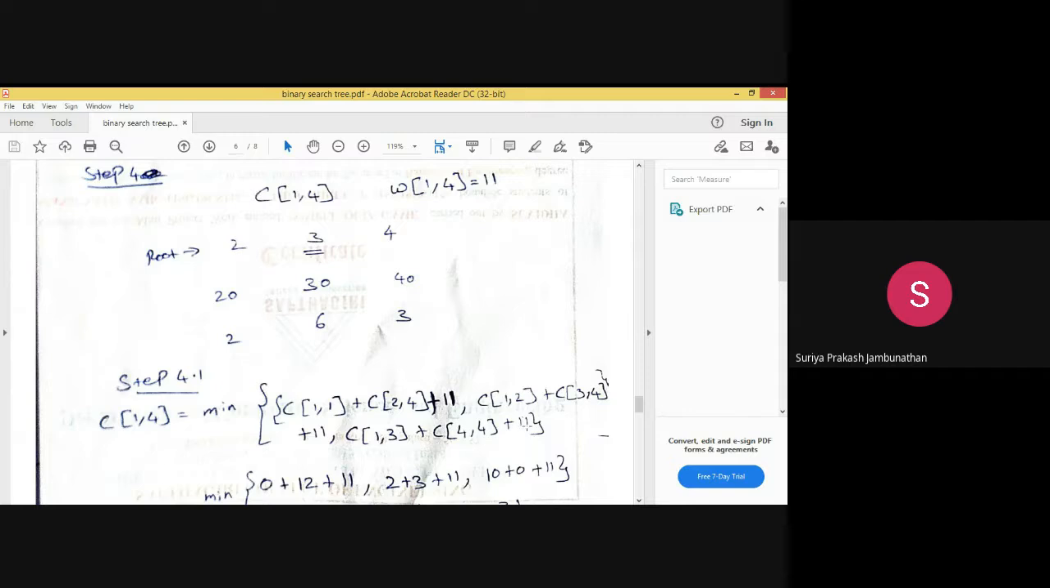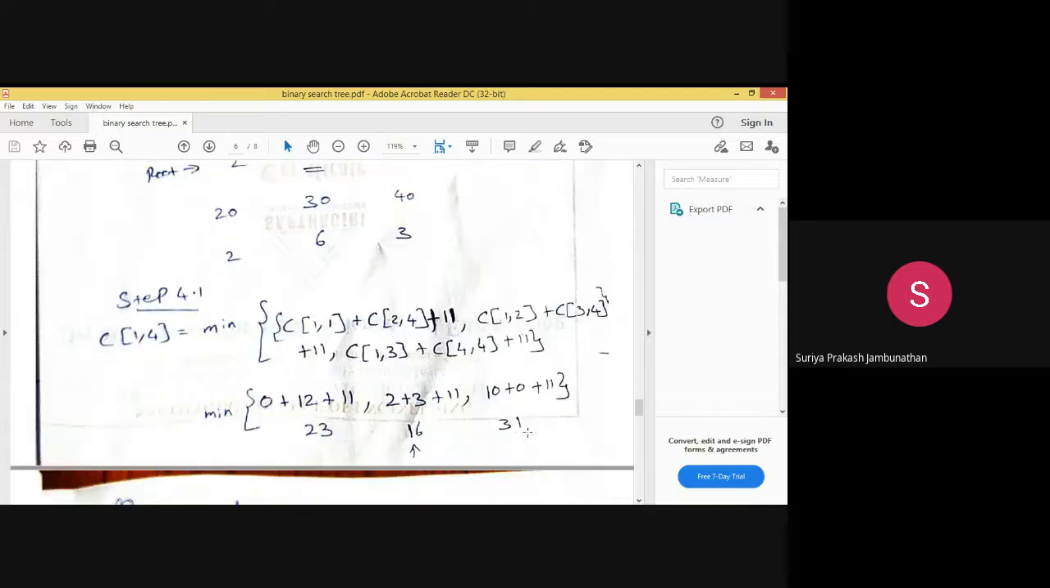So W of 1, 4 is 11. So while simplifying this, we are getting C of 1, 1 is 0. C of 2, 4 is 12. 11 we are putting here. Then this one, C of 1, 2 we are getting 2. C of 3, 4 we are getting 3. 11 we are putting here. The third one, C of 1, 3 we are getting 10. C of 4, 4 we are getting 0. 11 we are putting here.